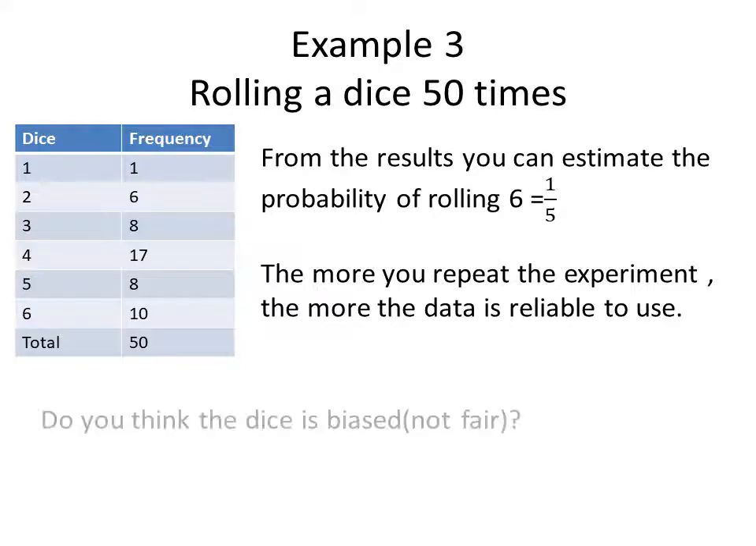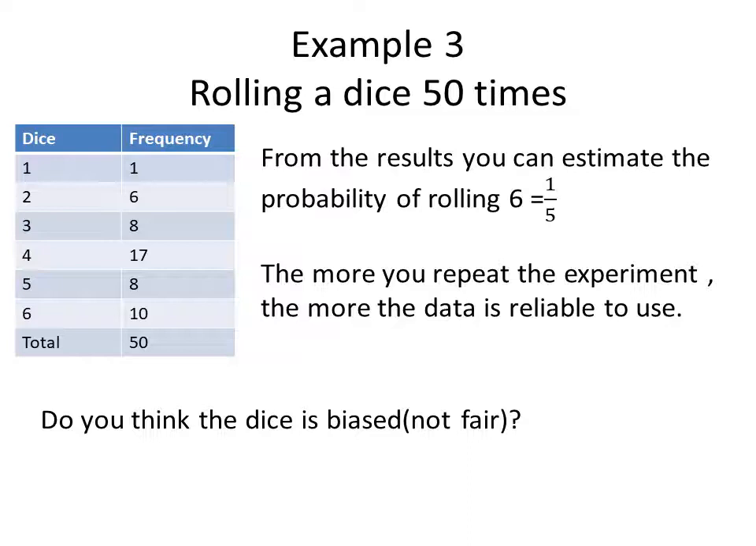The question here: do you think the dice is biased? What's the meaning of biased? Biased means not fair. Is our dice here not fair, biased? If the frequencies are very close to each other, it means it is fair, not biased.